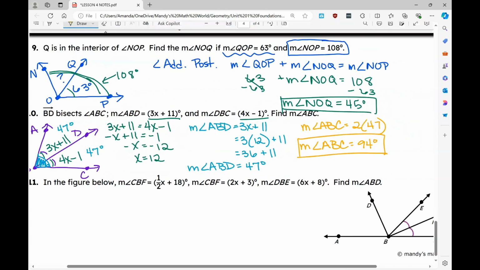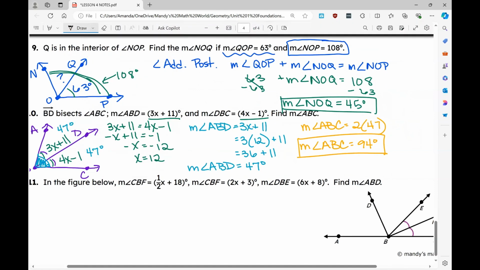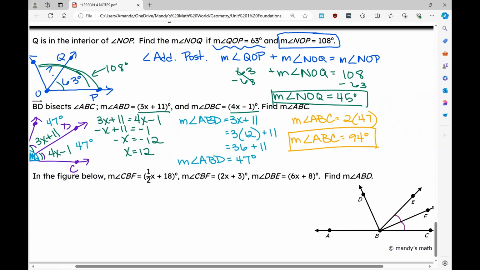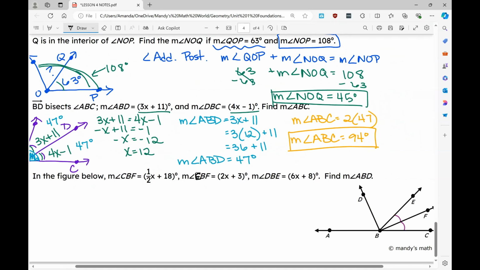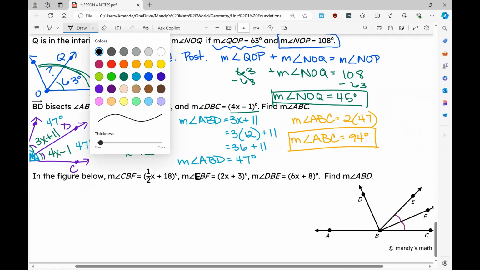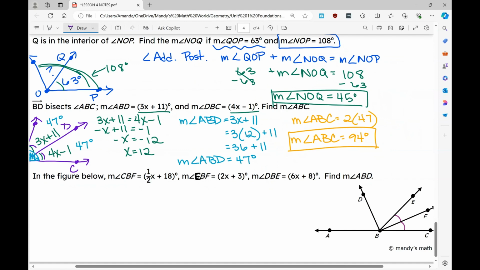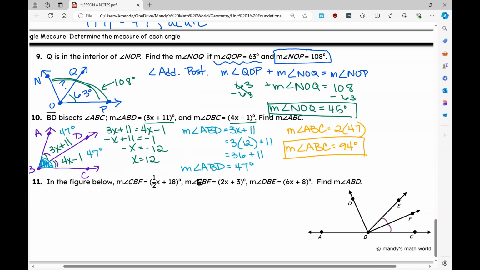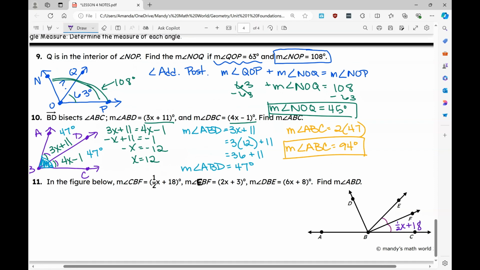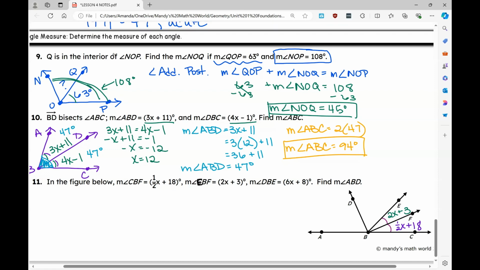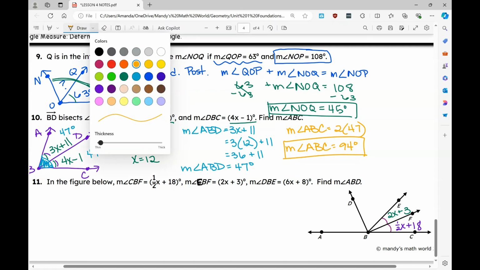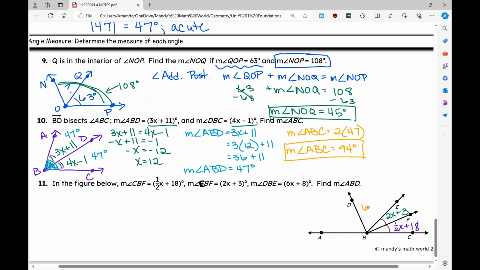In mine, which yours is already corrected, but I do need to correct mine, this should be EBF. EBF right here. And yours is correct. So in the figure below, this figure right here, the measure of angle CBF, that's this one right here, is 1/2 x plus 18. The measure of angle EBF is 2x plus 3. That's this angle right here. And the measure of angle DBE, use a different color, is 6x plus 8.